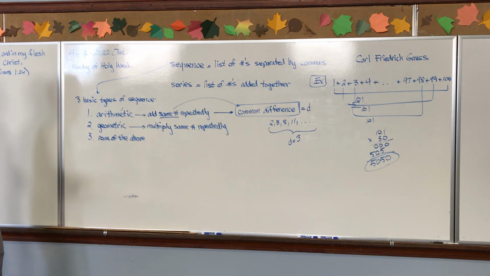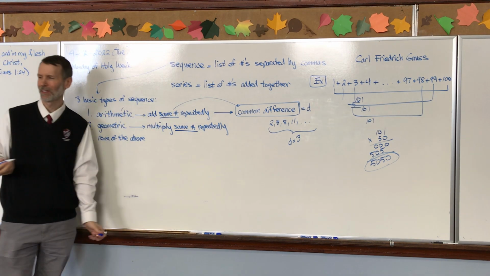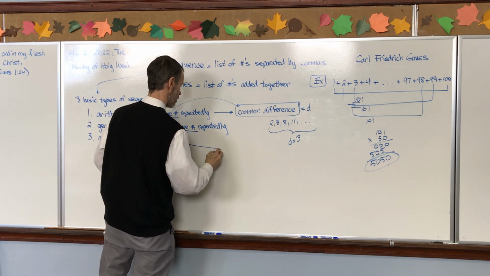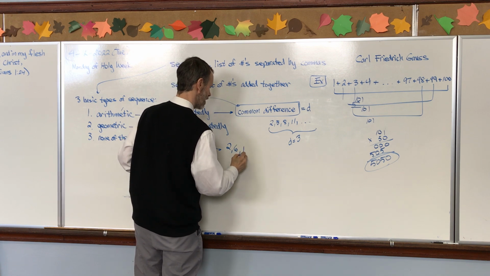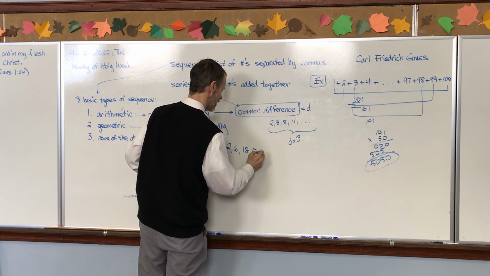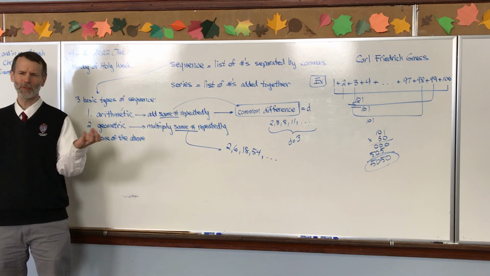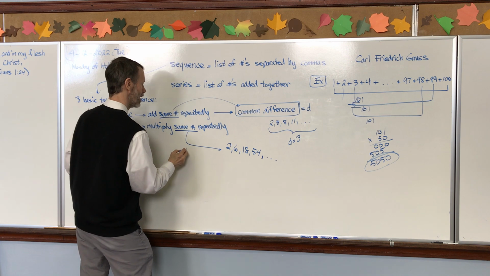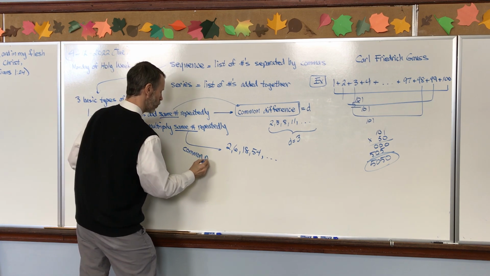Okay? Now, what do you call it if you're multiplying the same number repeatedly? The geometric. So for example, if you have 2, 6, 18, 54, and so on. What are they multiplying by over and over? 3. 3. 3. They call this a common ratio.